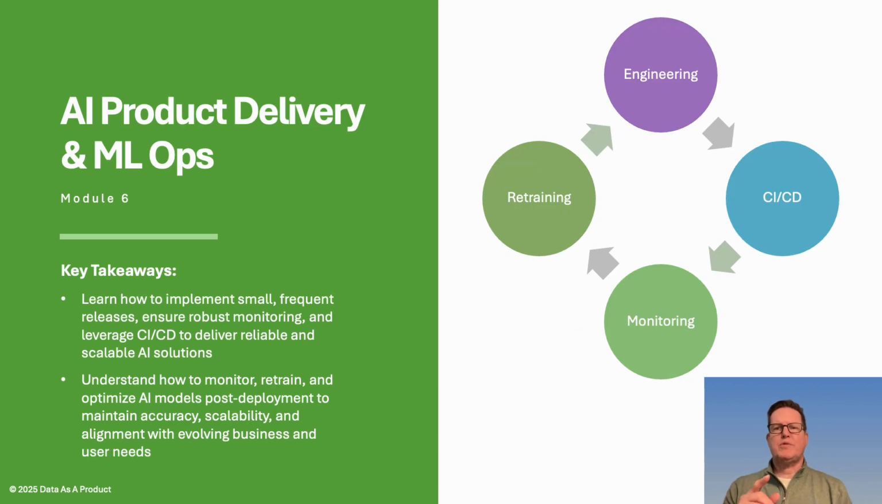Module 6 equips you with the tools you need to deliver reliable and scalable AI solutions. From implementing small, frequent releases to monitoring and retraining AI models, this module is going to ensure that you can adapt your products to changing business and user needs.